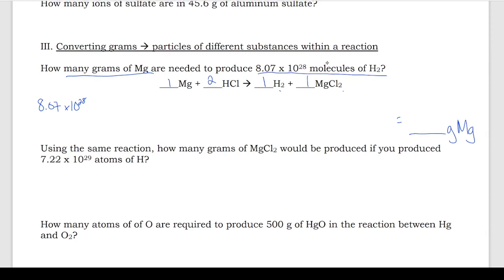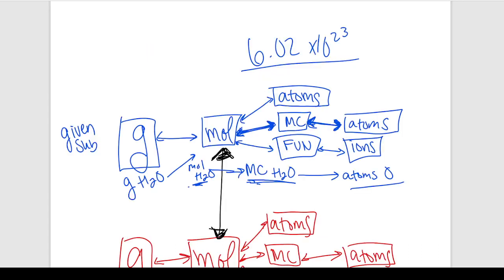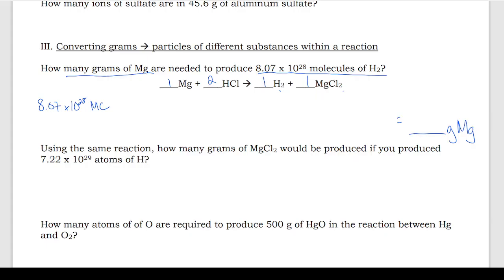The abbreviation for molecules, remember, is MC. You can write out molecules if you want, but it would just obviously take a lot of space. Do not abbreviate molecules as MOL because MOL is already the abbreviation for moles, and that's not the same thing. So we use them differently. So moles is MOL, MC is molecules, so that you don't get them mixed up. So molecules, and our substance is H2.